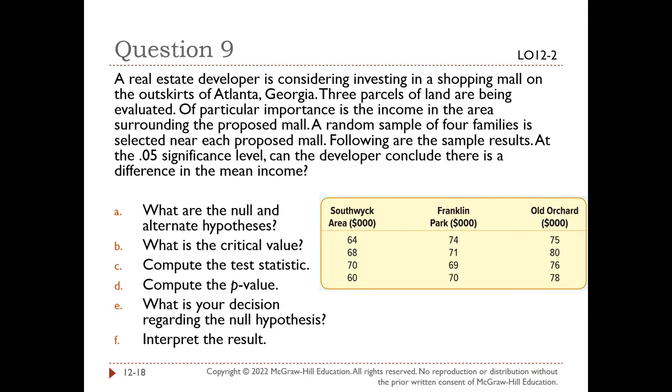Question 9. We're going to have a little bit more fun. Okay, so we're going to the ANOVA now. A real estate developer is considering investing in a shopping mall on the outskirts of Atlanta, Georgia. 3 parcels of land are being evaluated. Of particular importance is the income in the area surrounding the proposed mall. A random sample of the 4 families is selected near each proposed mall. Following all the sample results at the 0.05 significance level, can the developer conclude there is a difference in the mean income?